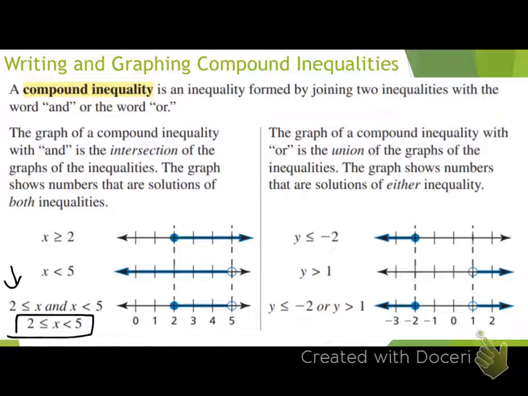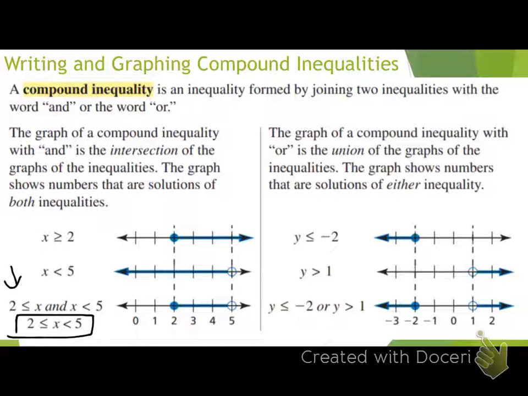Does everyone agree with that? Okay. Y is greater than 1. Open circle on 1, shaded to the right. Everyone agree with that? Okay. The union of the two graphs is just graphing them on the same number line. So you just put the first graph on there, put the second graph on there. Here's your graph of your or compound inequality.